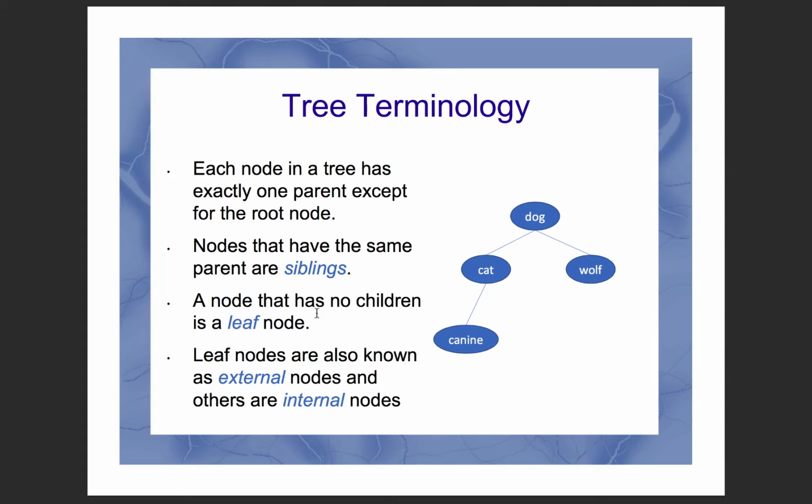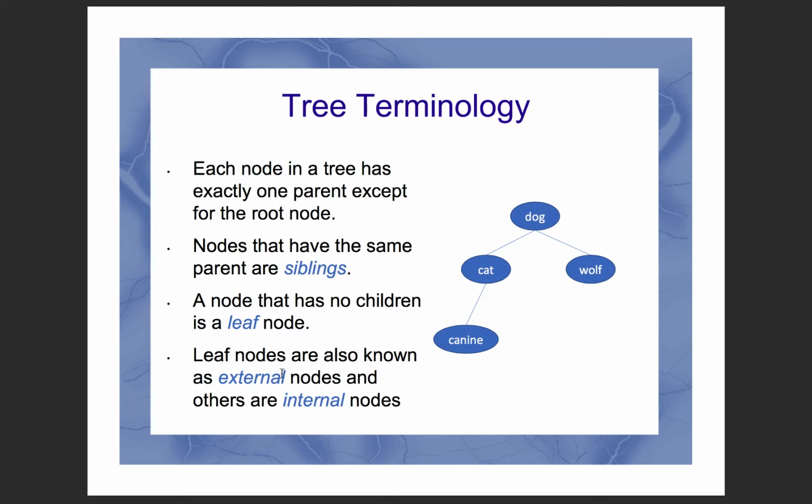A node that has no children is a leaf node. So what is a leaf node? A leaf node is one which doesn't have any children, then you can call it a leaf. You can see that this node has a child, so this is not a leaf node. This node has a child, so this is not a leaf node. This is a node that doesn't have any child, so you can call this node a leaf node. Similarly, this node doesn't have any child, so you can call that a leaf node.